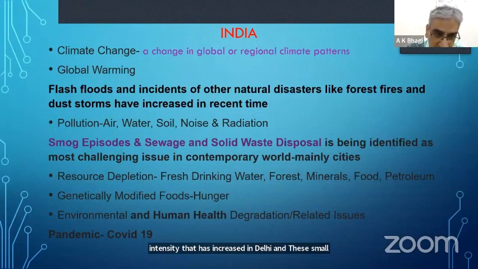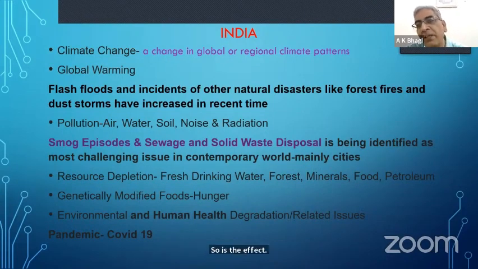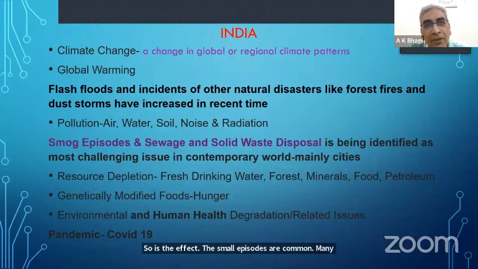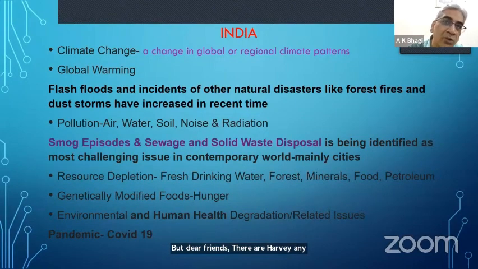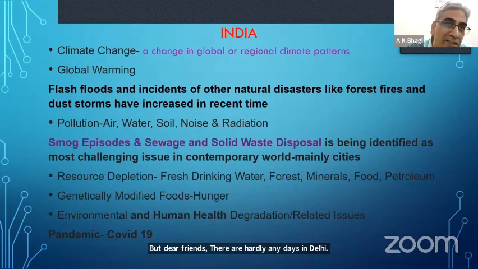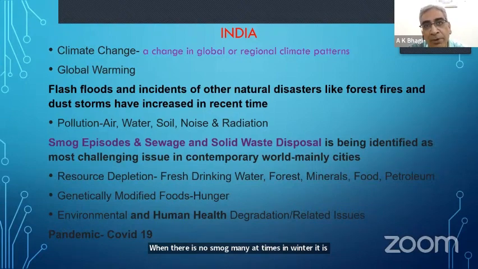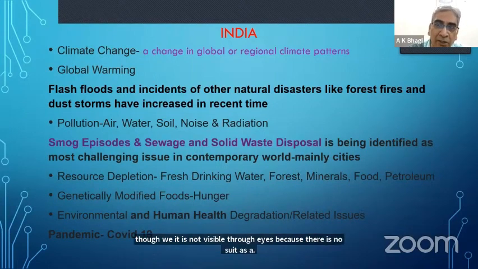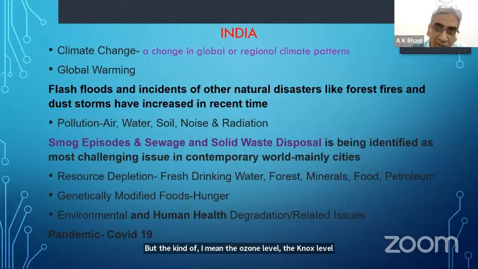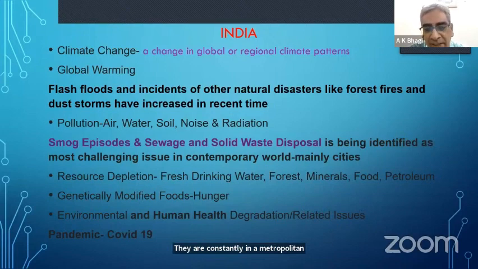So that is the effect. The smog episodes are common. Many people feel that smog episodes happen only during winter. But dear friends, there are hardly any days in Delhi when there is no smog. Many times in winter, classical smog predominates. But during summer, even photochemical smog is there, though it is not visible to the eyes because there is no soot. But the ozone level, the NOx level, and the other pollutants are constantly there in metropolitan cities, and we are breathing them.